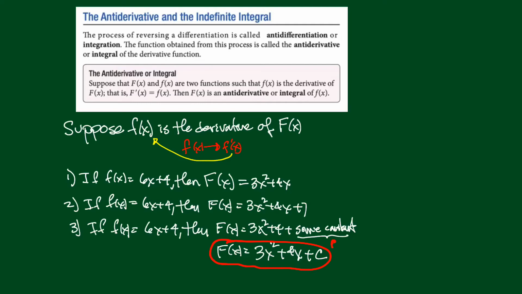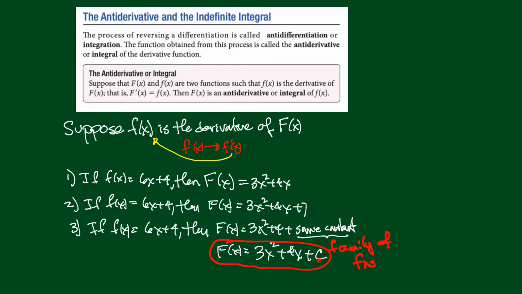Since we get many of them, we're going to call this a family of functions. We call it a family because here's the main part, and then you add this on and you get the children. So here's the parents, here's the children. If C is 0, you get this one. If C is 7, you get this one. If C is 10, you get some other one.